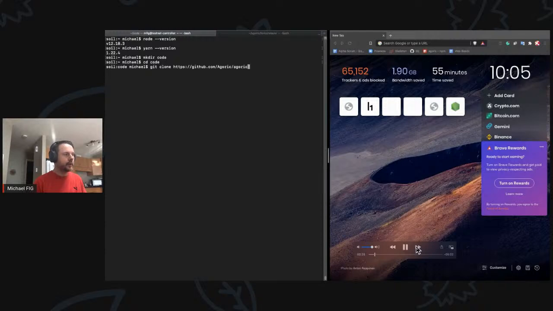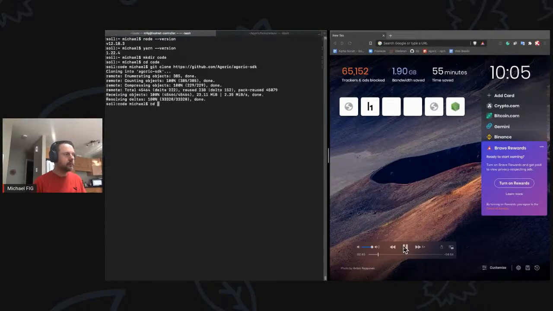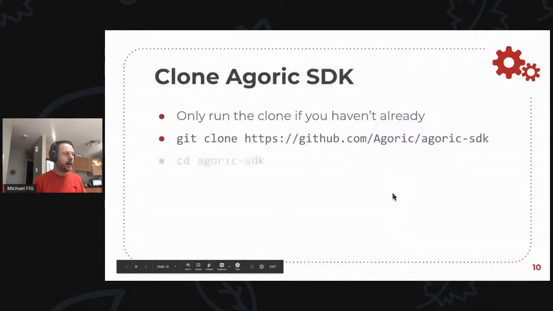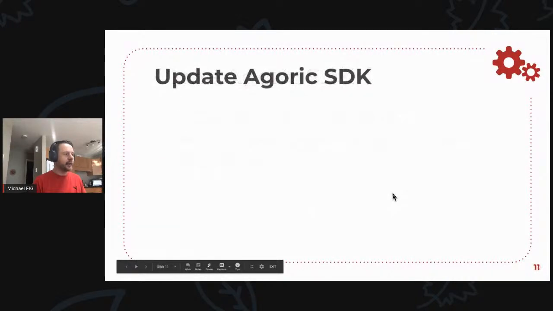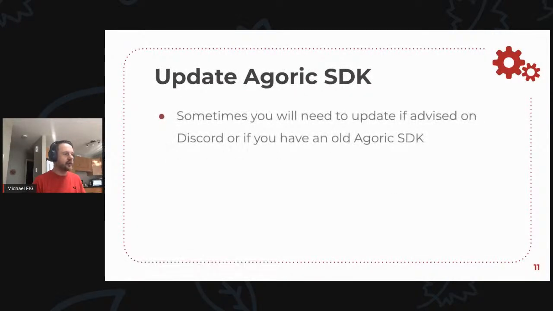So this will take a little bit of time. I'll just fast forward here. And cd into that Agoric SDK directory we just created. And finally, check out the hackathon branch. That's the step here, where we're basically going to check out the hackathon branch.